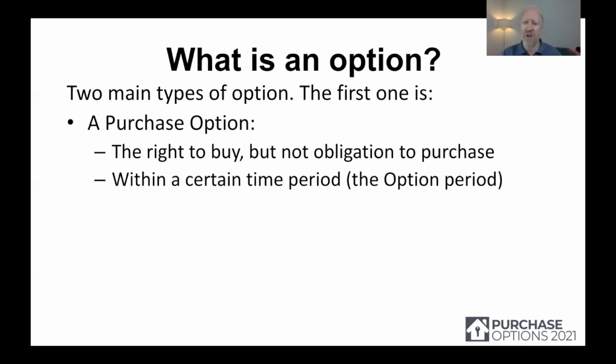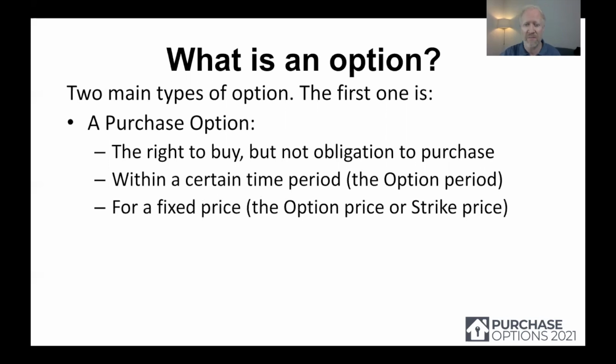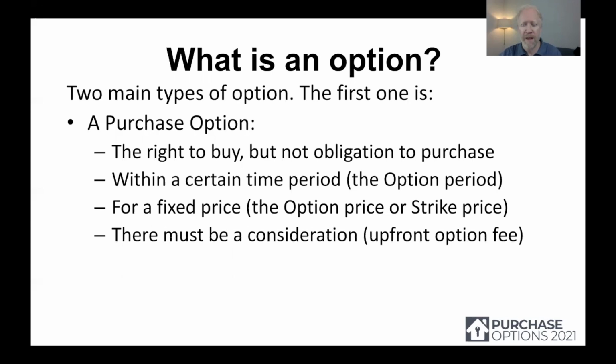Now, obviously, there's a certain time period in which you have this right to buy called the option period. And before you start the option, you agree the price at which you can buy this asset. Now, that's called the option price or the strike price. And it must always be an upfront consideration, which is normally £1. Now, you might have heard the expression, you can buy a house for £1. That's not actually correct. What it means is you get this option to buy the property, and the option might cost you £1, but you actually buy the property for the agreed price, which might be £200,000, £500,000.